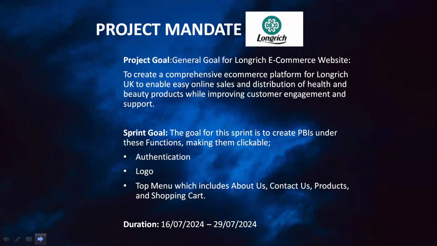The project goal, the general goal for the Longreach e-commerce website, is to create a comprehensive e-commerce platform for Longreach UK to enable easy online sales and distribution of health and beauty products while improving customer engagement and support. Then our sprint goal: the goal for this sprint is to create PBIs under this function, making them clickable. Authentication, logo, top menu, which includes about us, contact us, products, and shopping cart. And the duration was just 2 weeks.